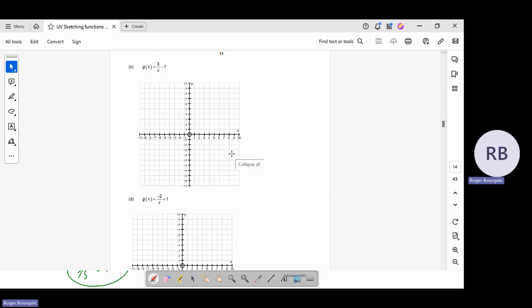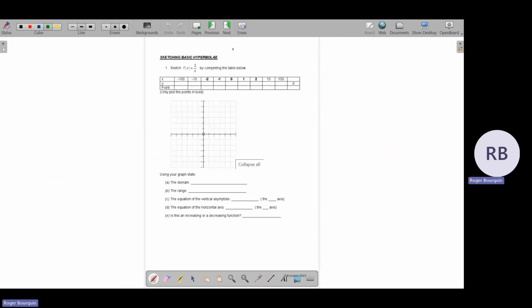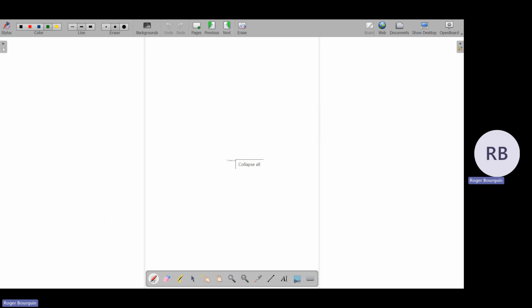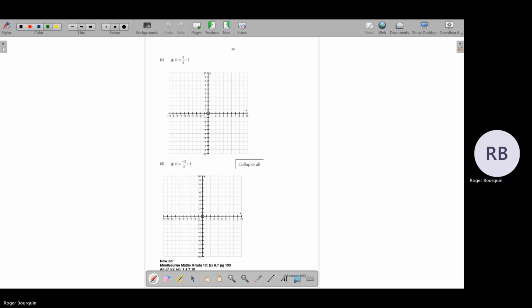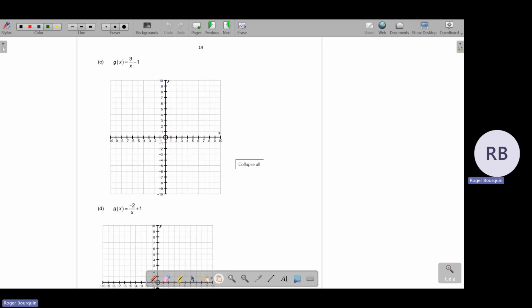Right. So when you're drawing hyperbole, sorry about that. Okay, we've got g of x is equal to 3 over x minus 1. This is a function that I'm drawing.